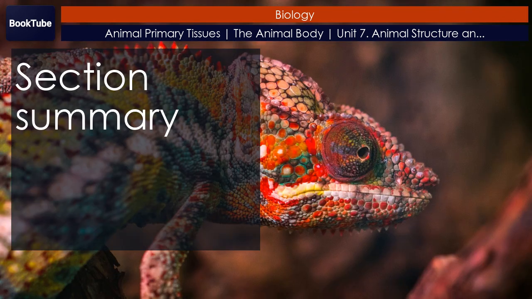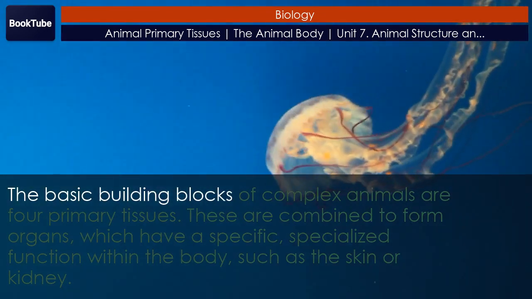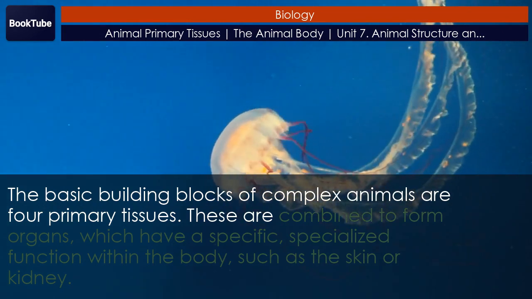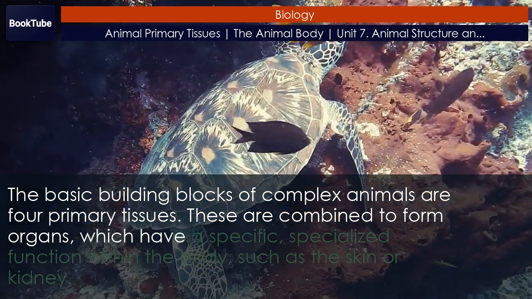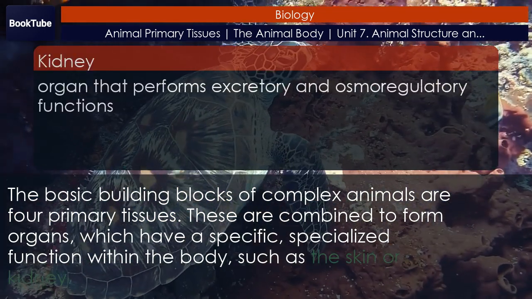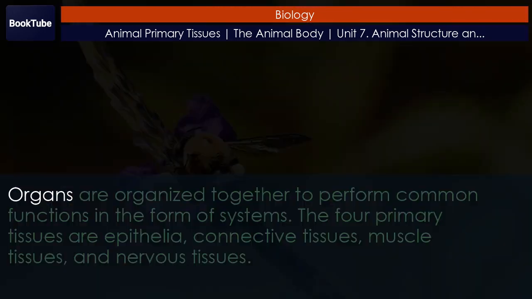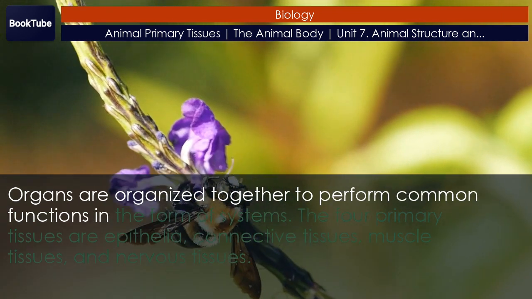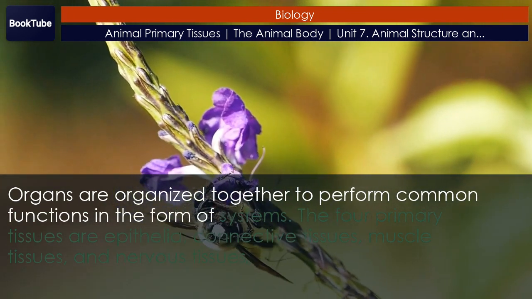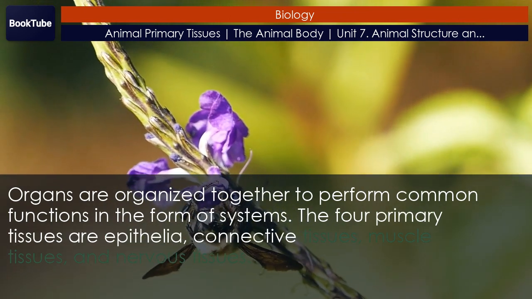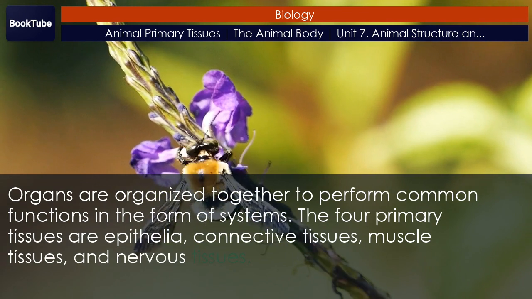Section summary. The basic building blocks of complex animals are 4 primary tissues. These are combined to form organs, which have a specific, specialized function within the body, such as the skin or kidney. Organs are organized together to perform common functions in the form of systems. The 4 primary tissues are epithelia, connective tissues, muscle tissues, and nervous tissues.